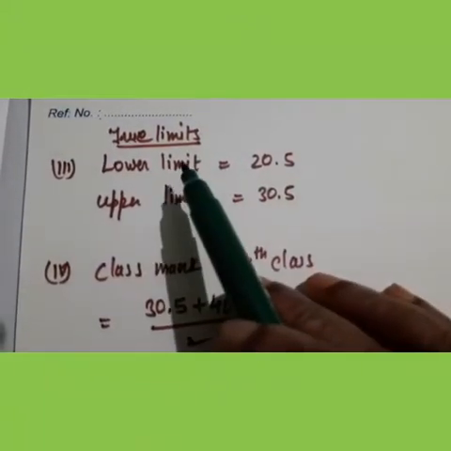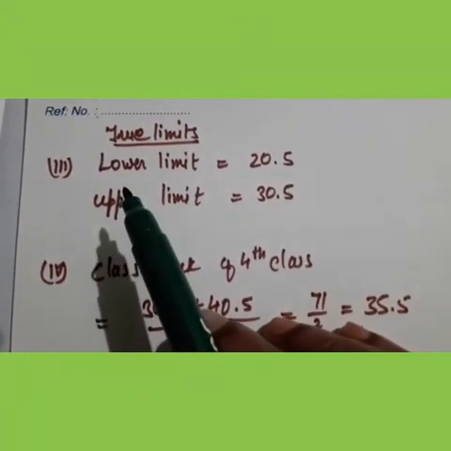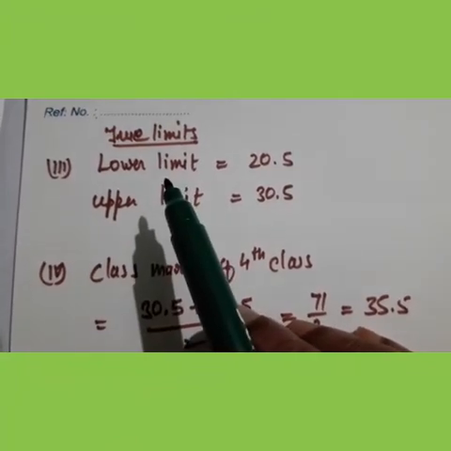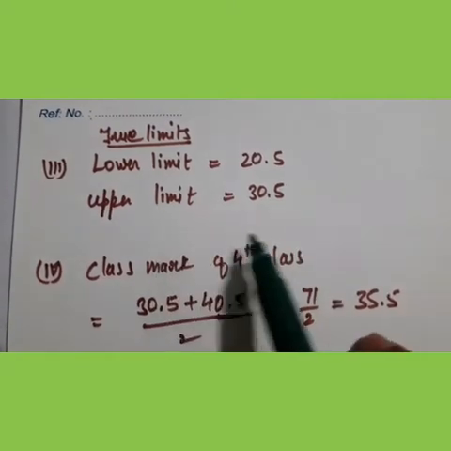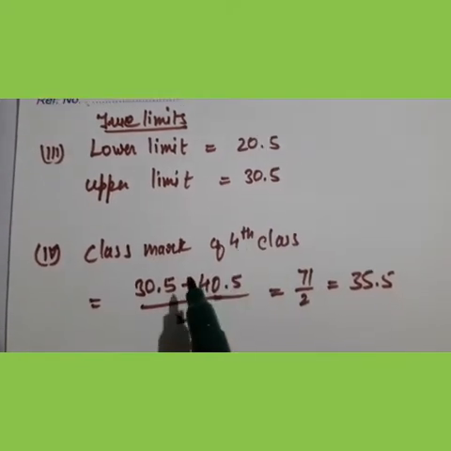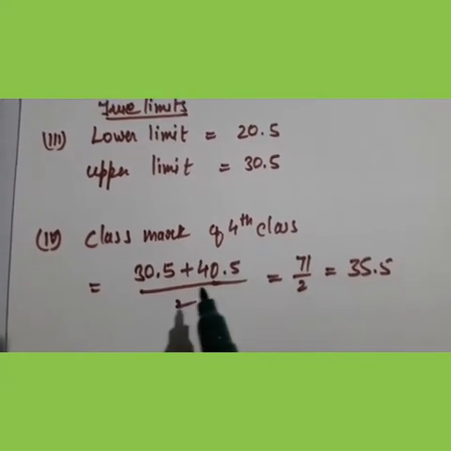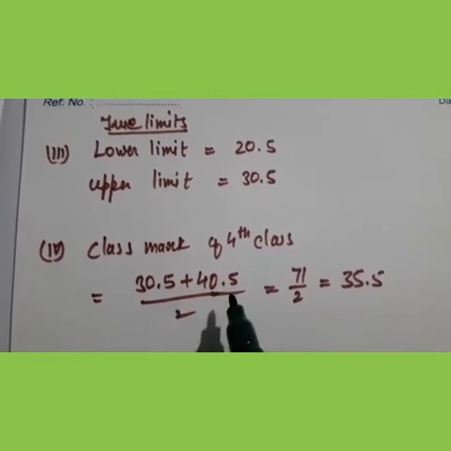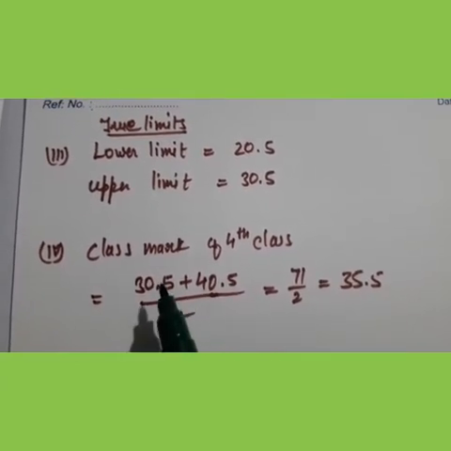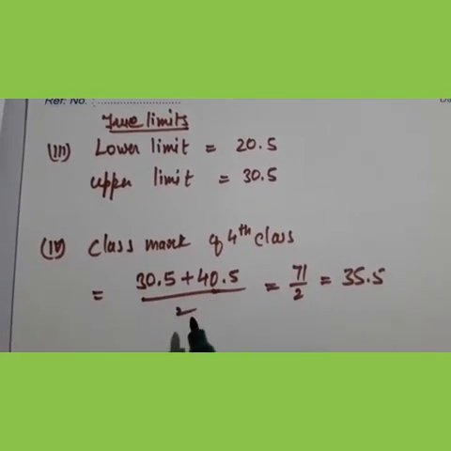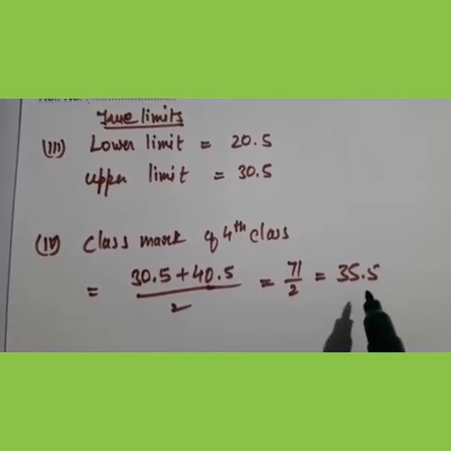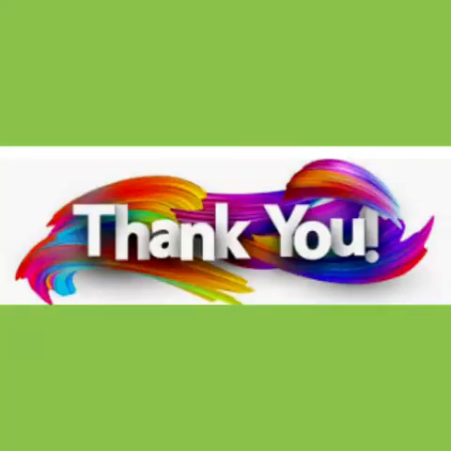Now true limits of the third class we have to find. So lower limit is 20.5 and upper limit is 30.5. Now class mark of the fourth class will be lower class limit plus upper class limit by 2, that is 30.5 plus 40.5 by 2, it's 71 by 2, that is 35.5.